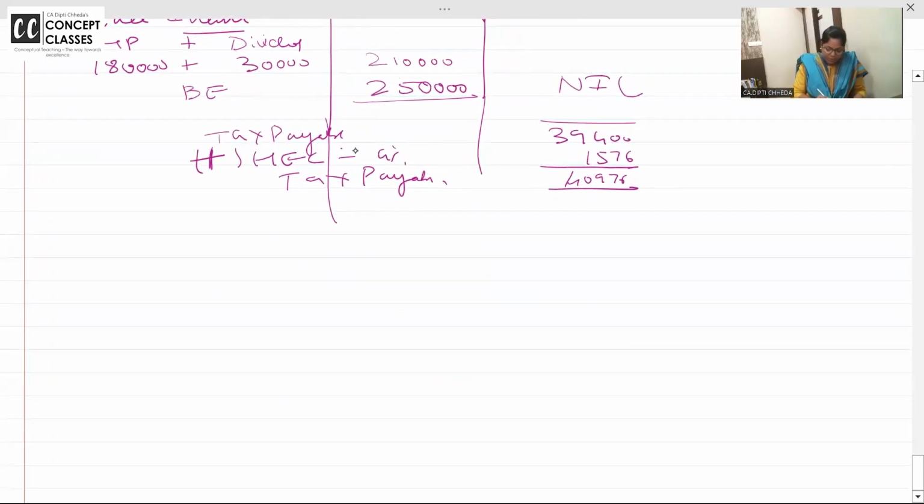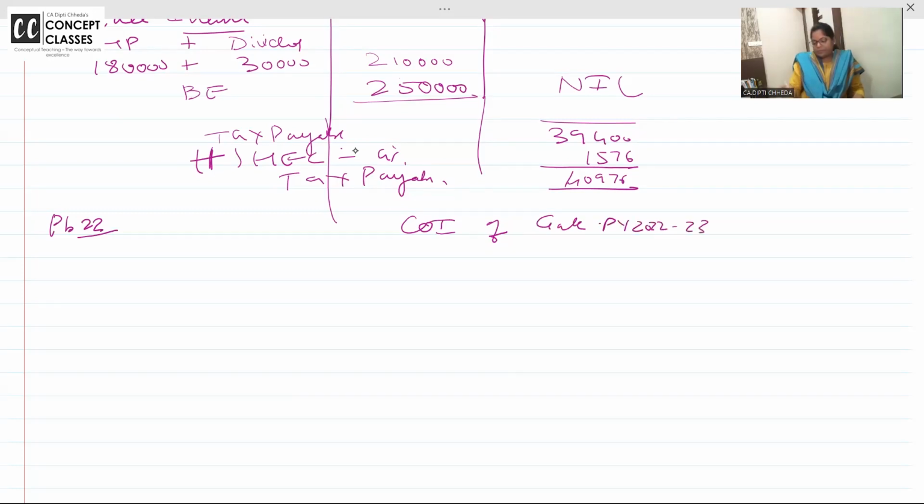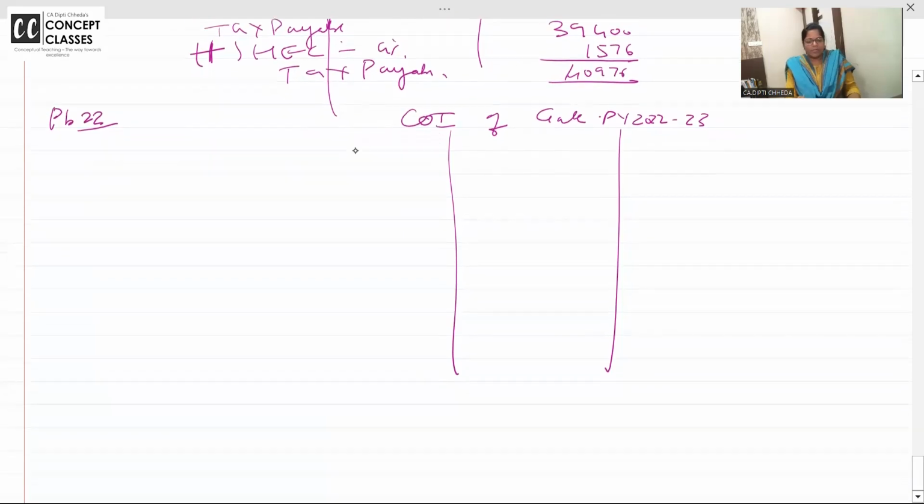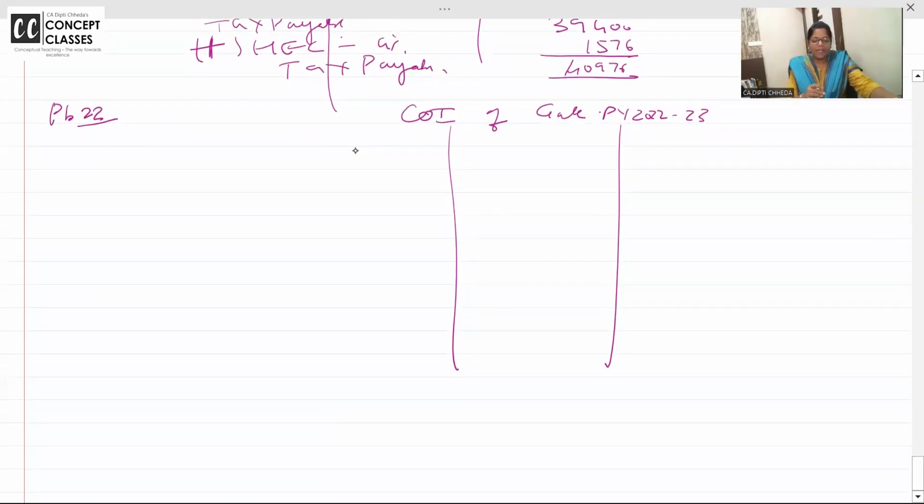Problem number 22. Computation of income of K. I'll give some homework also, exactly the same kind of problem. So pay attention and do it carefully. Ask your doubts if you have any.